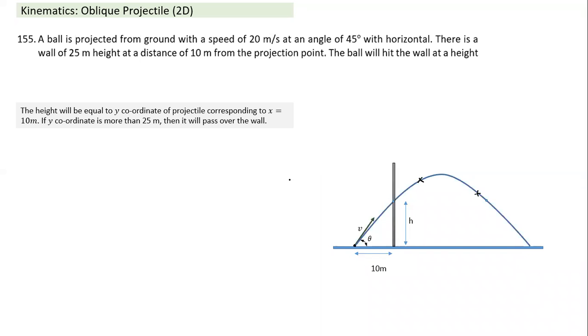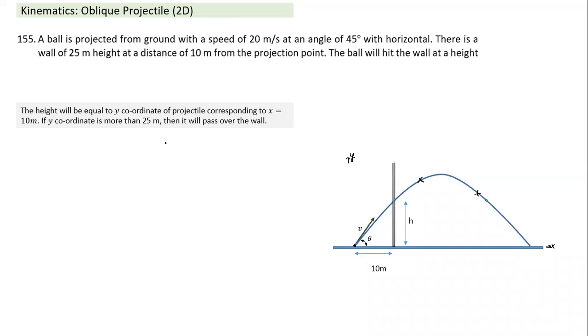So what we have solved here: height will be equal to the y coordinate of the projectile corresponding to x coordinate equal to 10 meters. That's what is given. So the point of projection becomes my origin here. This is the x coordinate and this is the y coordinate. Any point on the projectile motion must satisfy this equation. So the value of x coordinate is given as 10 and h is nothing but the y coordinate. Then we can easily solve.